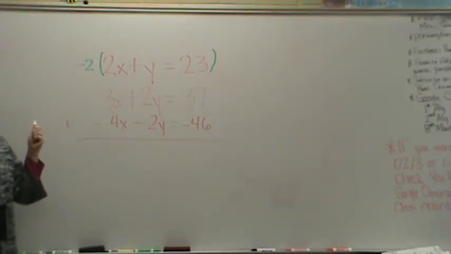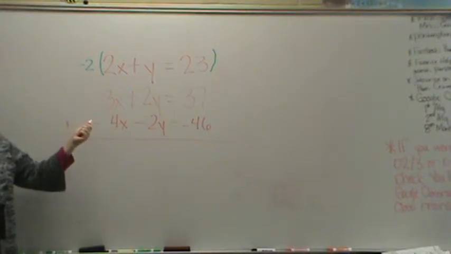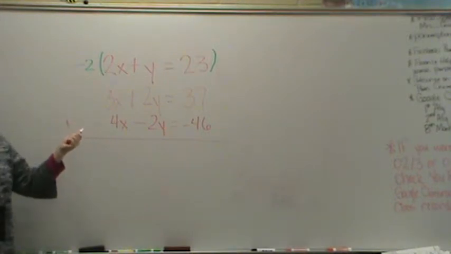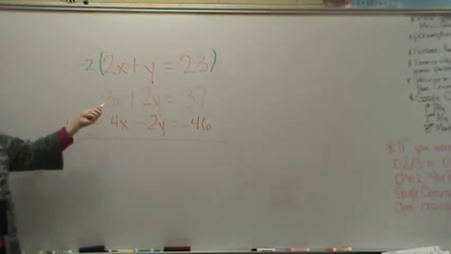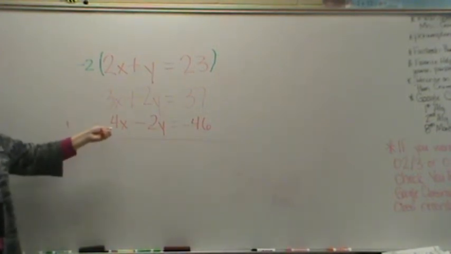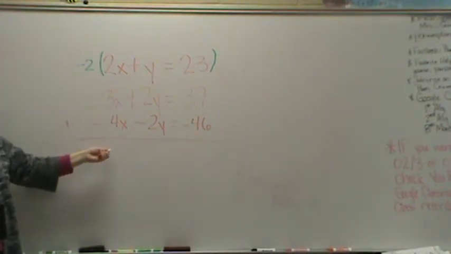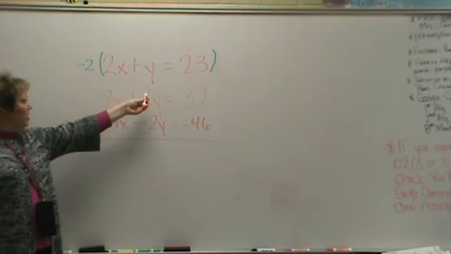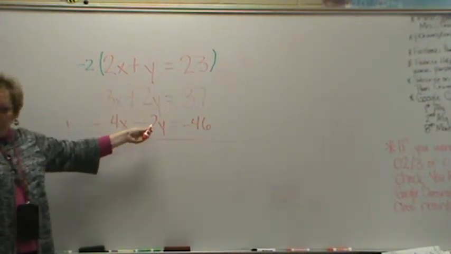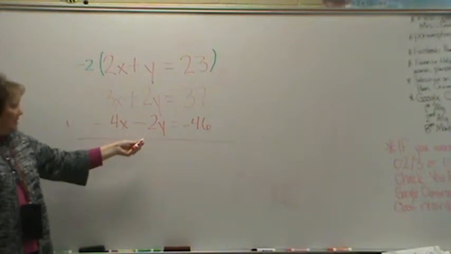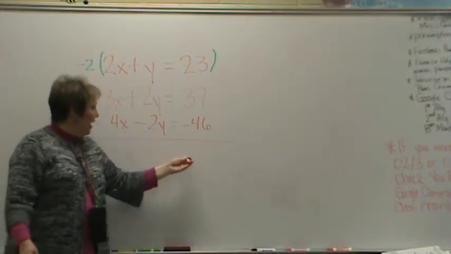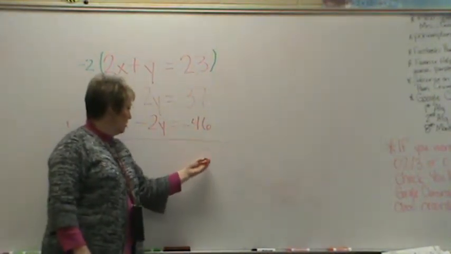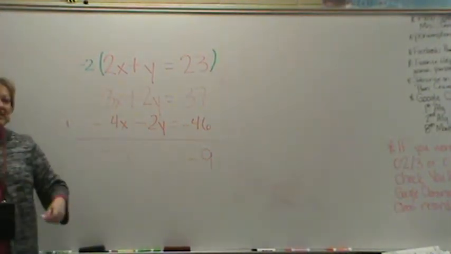You add, subtract 2. Okay, what do I do with this? 4x plus 3x. 3x minus 4x is what? Negative 1x. Okay, 2y minus 2y. You created a pair of opposites. It's 0. I'm not even going to put that down there. And 37 minus 46 is negative 9. Okay, I've got negative x equals negative 9.